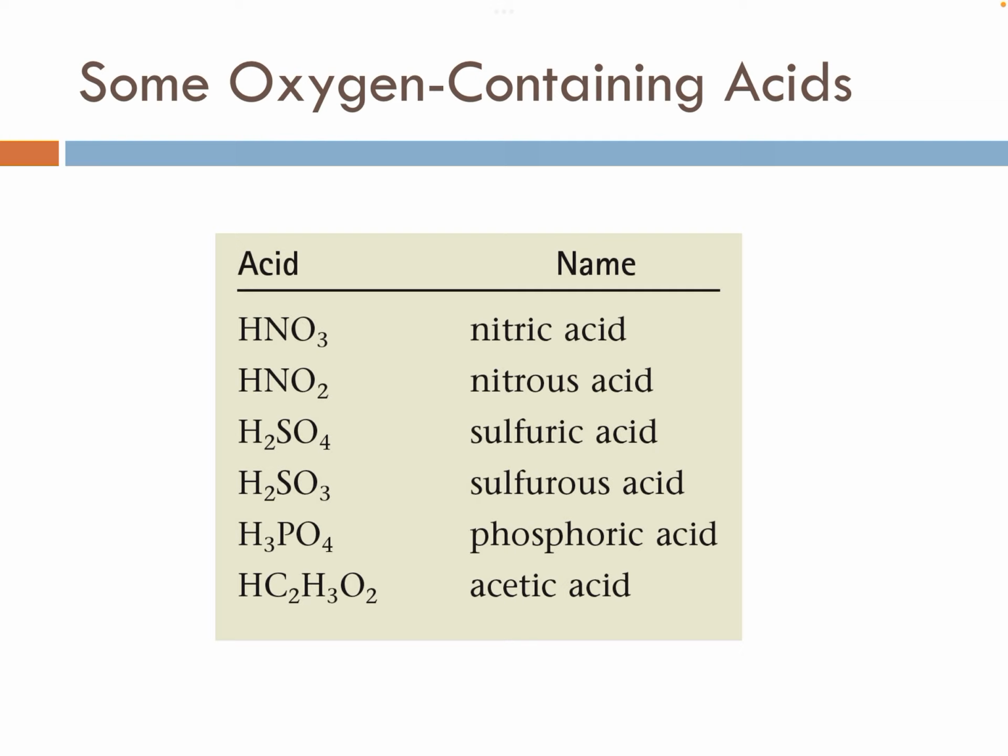Here's a few examples just to look at them. So here we've got nitrate. So we're going to call it nitric acid. Here I have a nitrite, so it's nitrous acid. Here's sulfate, so it becomes sulfuric acid. Here's sulfite, so it becomes sulfurous acid. Here's phosphate, so it becomes phosphoric acid. And here's acetate, so it becomes acetic acid.